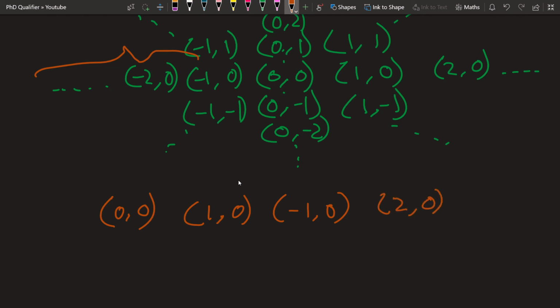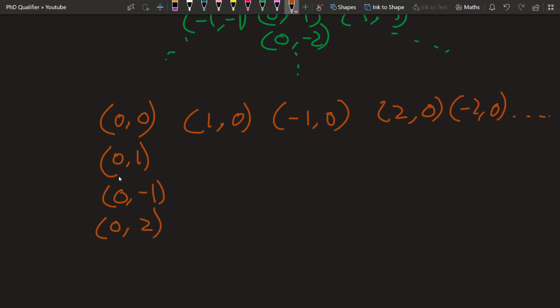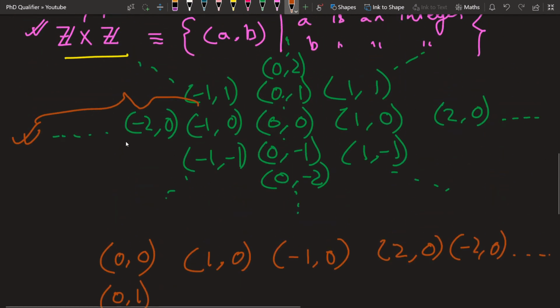So if I write like this, you can see at least this line is covered, right? So this is basically what we did with the integers. Now I will do the same thing with the vertical axis. I'm alternatingly writing a positive and a negative integer, and that covers the vertical axis, as we can see. But there are so many other points here. How do I include this?